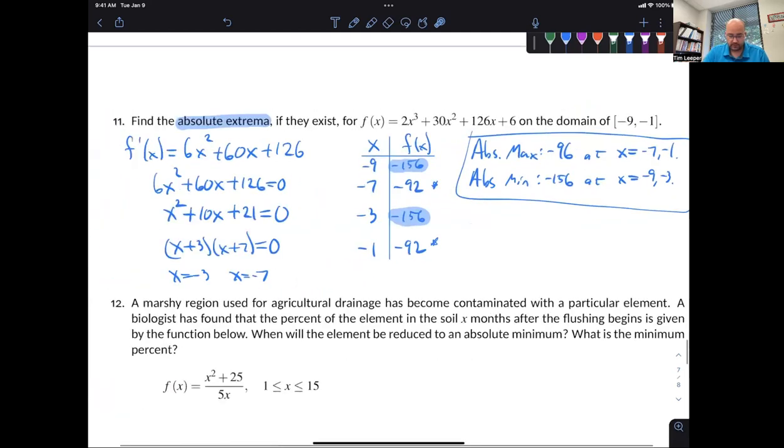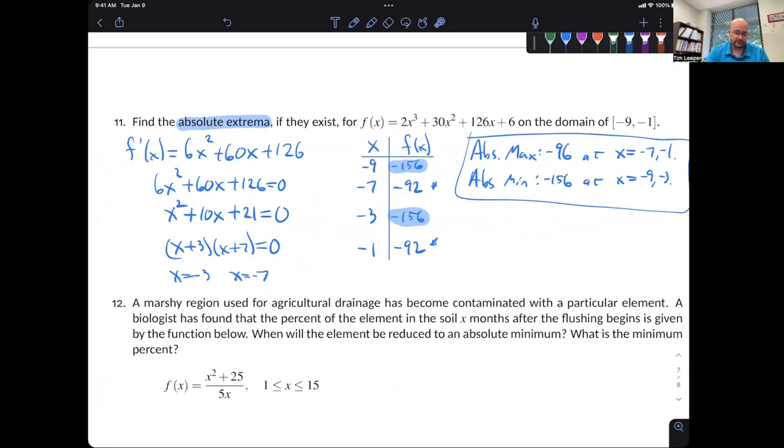Alrighty. Well, there you go. That's question 11 for exam 3 review. Have fun.